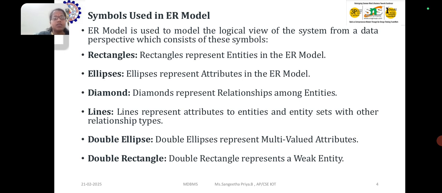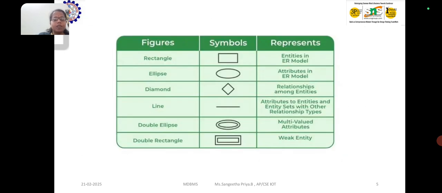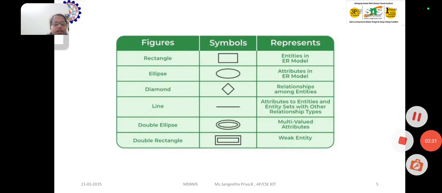Double ellipse: a double ellipse represents a multi-valued attribute. Double rectangle: a double rectangle represents the weak entity. These are the diagrams which we discussed in the previous slide. The rectangle box is used as an entity, the ellipse is used as an attribute, the diamond represents the relationship among the entities, and the line represents the attribute to the entity and the entity set with other relationship types. Double ellipse, multi-valued attribute; double rectangle, weak entity.